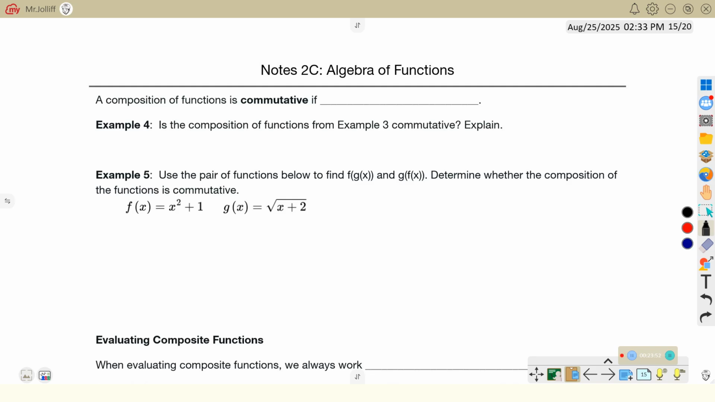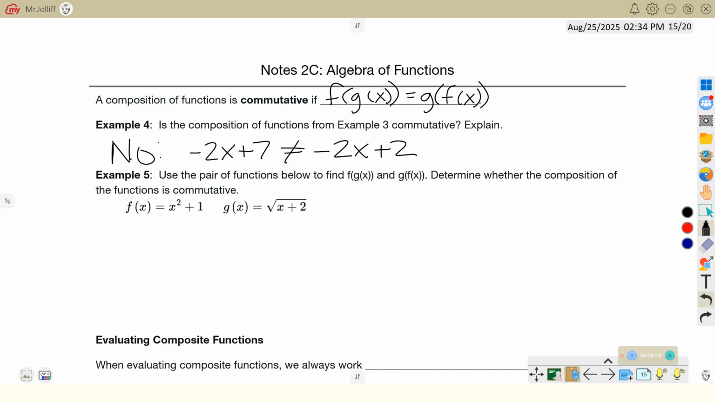So commutative functions mean that if I do f of g of x, I should get the same result as if I did g of f of x. Results would be the same. And you guys just told me that our last example was not commutative because negative 2x plus 7 is not the same thing as negative 2x plus 2. The results we got were different. So f and g for that example were not commutative. The order mattered.